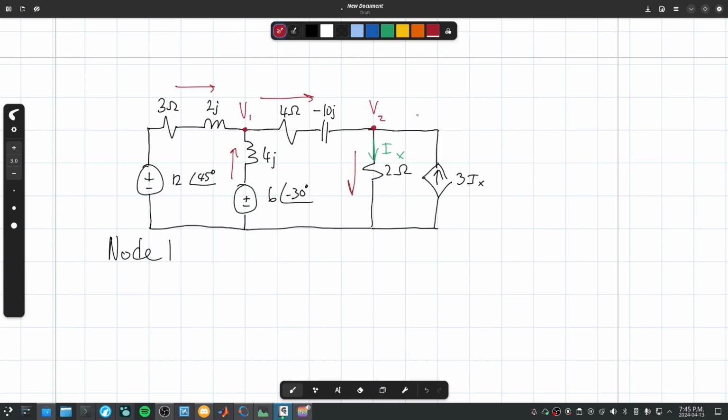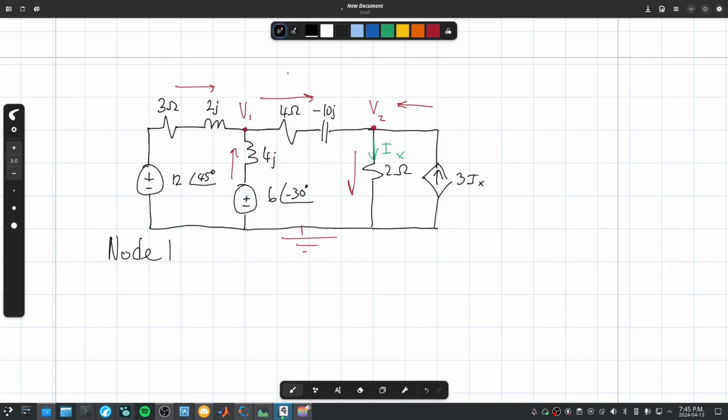The actual direction you assume does not matter because you will get the exact same answer. You could assume all of these currents are going away from a node. It will still work. I just find it easier to remember it like this. And this is our ground.